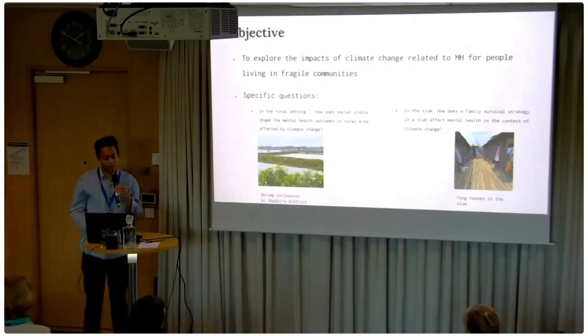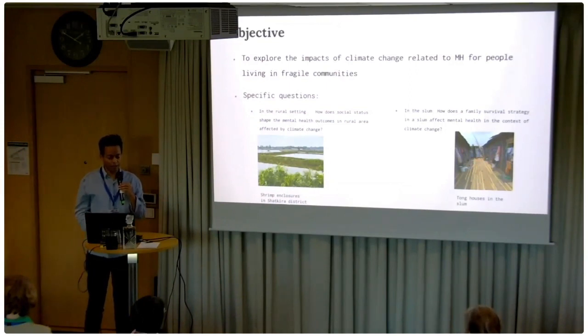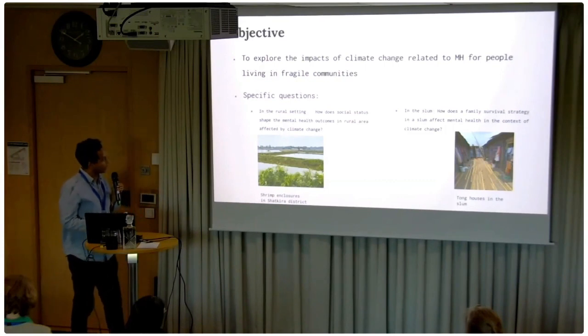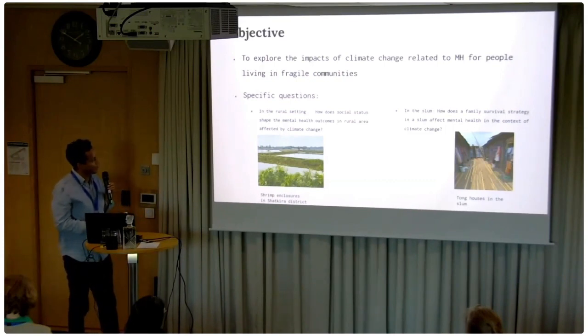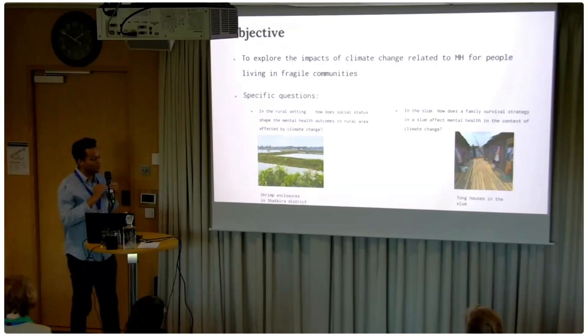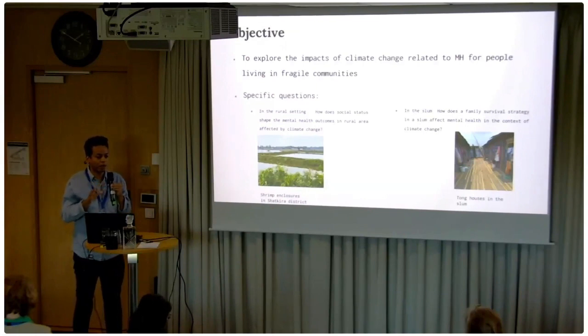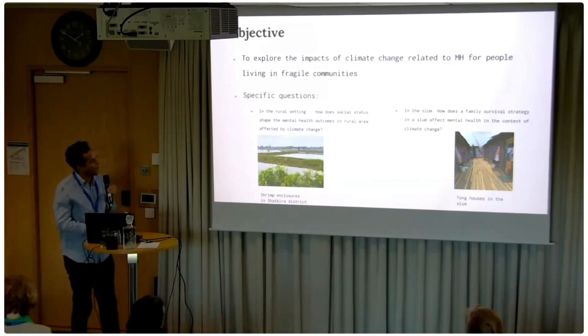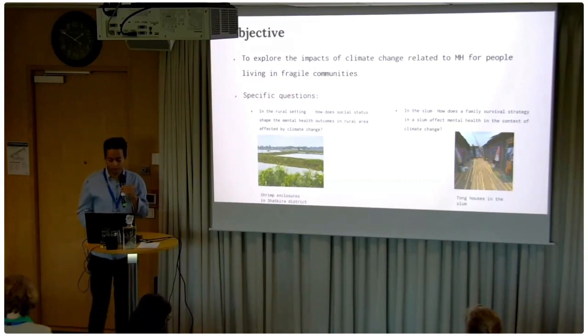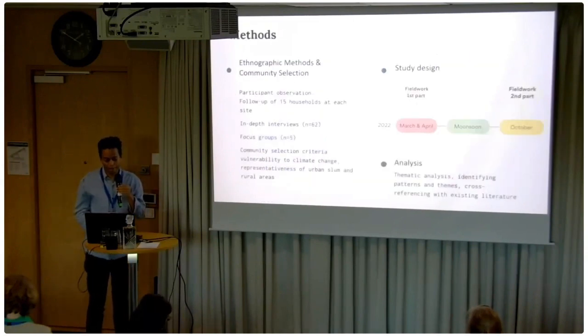So the objective was, it was an exploratory study, to explore the impact of climate change on two vulnerable communities. And after analyzing all the data, there are two specific questions. One, in the rural setting in Shatkhira, how does social status shape the mental health of people? Because we can see a lot of variation among people because of the social status. And in the slum, it was more about the survival strategy. We were talking about economic strategy. So it was an ethnographic study.